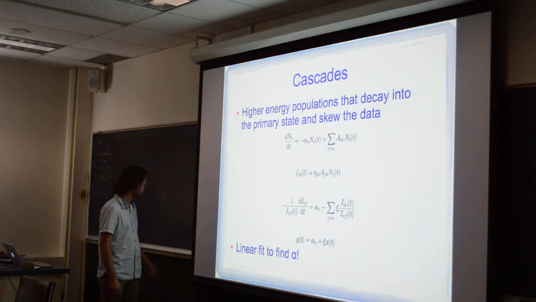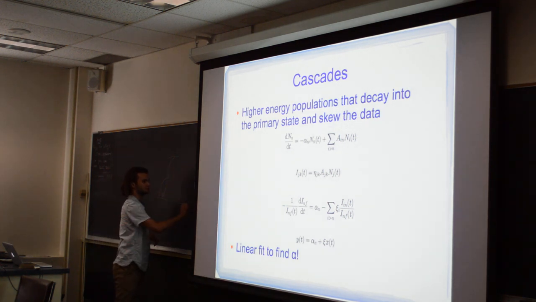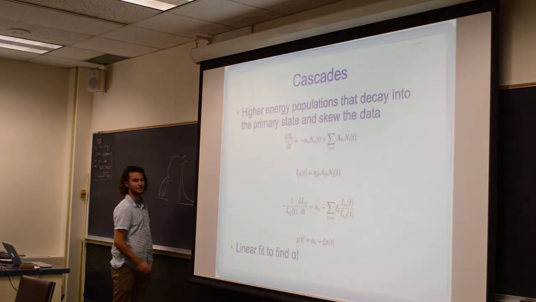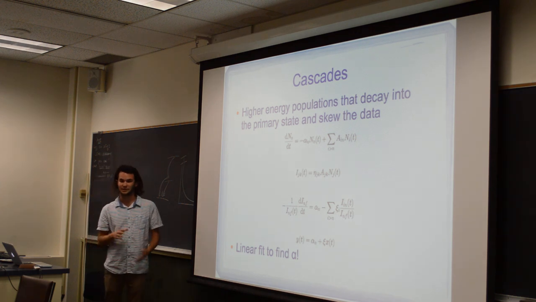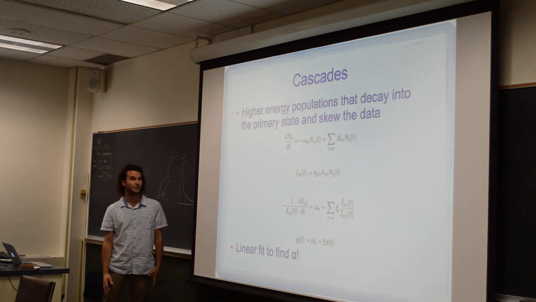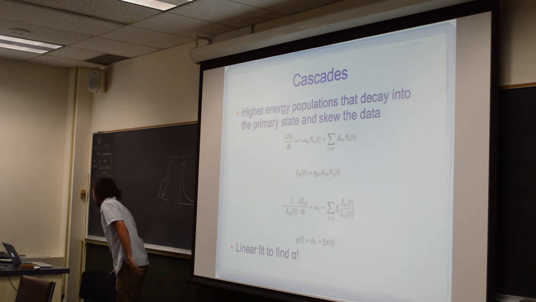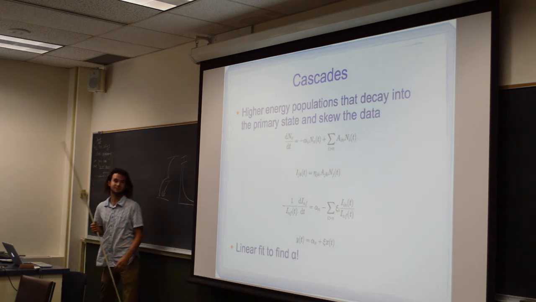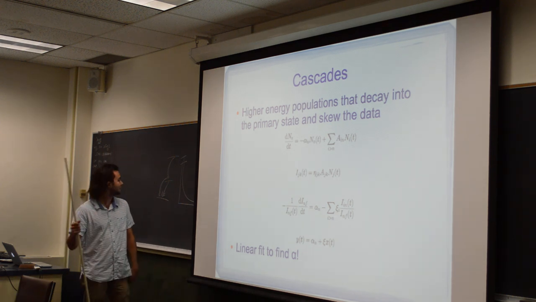And so if it were just the transition you're looking at, you should have a decay curve that looks exponential. If you have intensity here and time on the x-axis, it should be a single exponential model. But what we end up seeing is that it's not, due to these cascades. And so the way we correct for this is called ANDC.